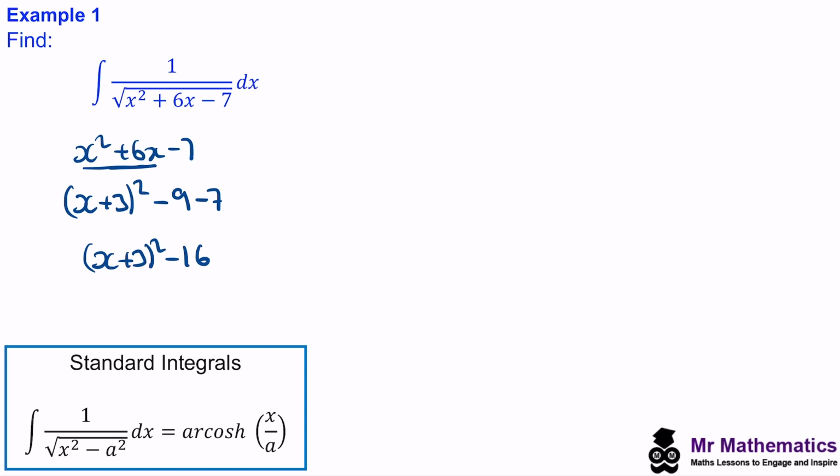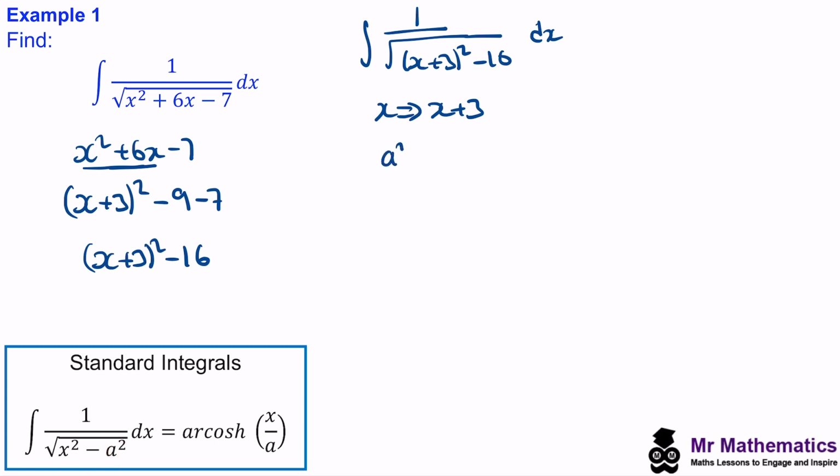And now we have this in this form, an x term squared minus a constant term. We can write this back into our integral. So we've got the integral of 1 over the square root of x plus 3 squared minus 16, all integrated with respect to x. So now we can see this x plus 3 will map on to our x term, and this negative 16 will map on to this a squared term. So a squared will equal 16, which means a must be equal to 4.